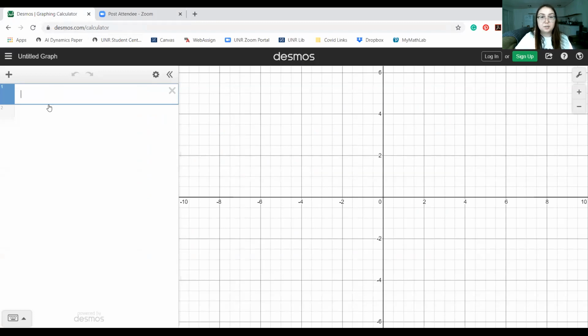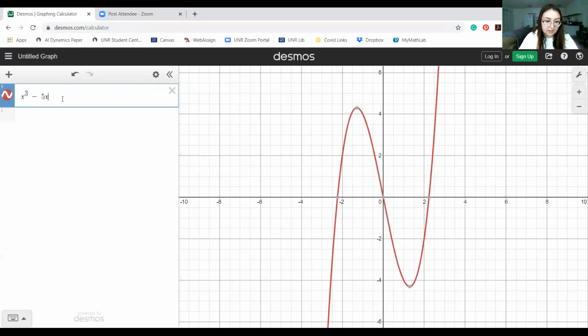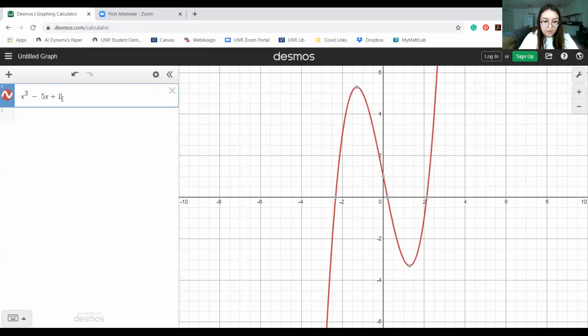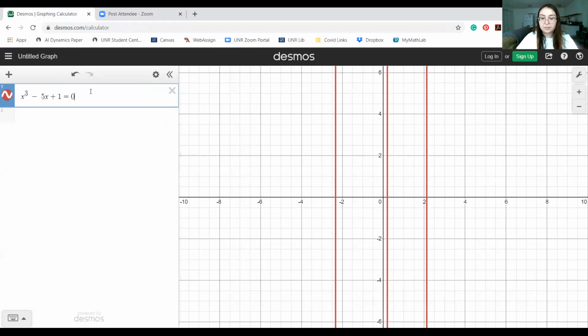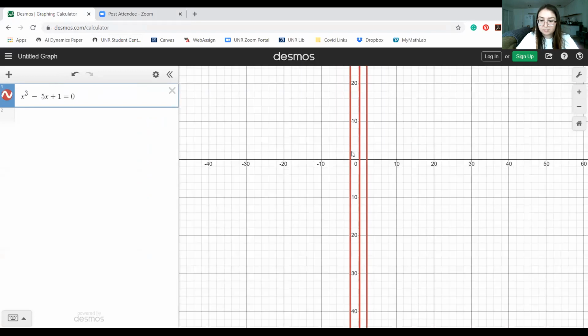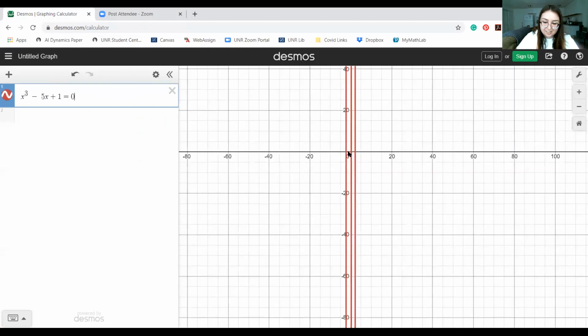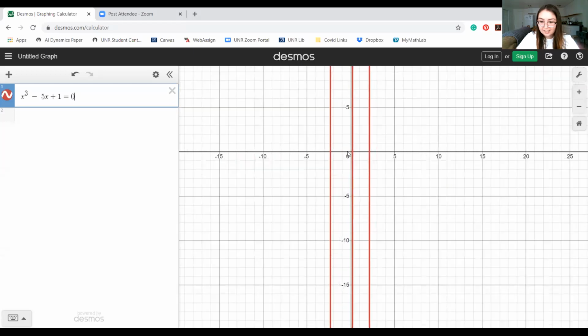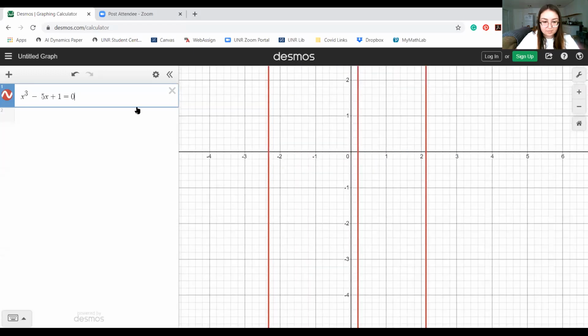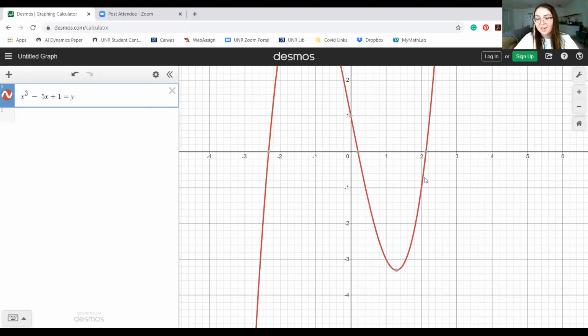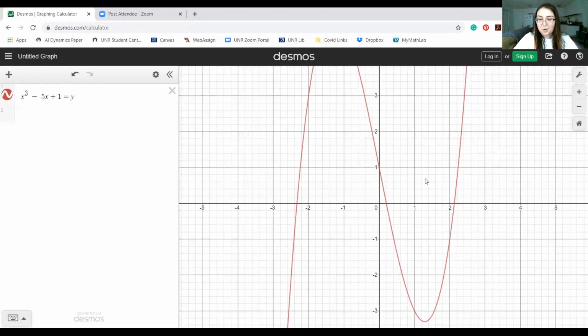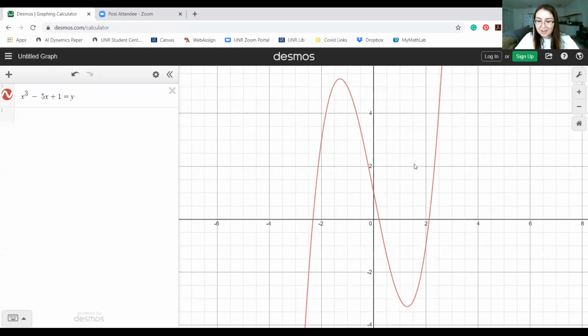So we're just going to use the example that we had, which was x cubed minus 5x plus 1 is equal to 0. Whoa, oh my gosh, that's crazy. Maybe we set it equal to y. There we go. Set it equal to y, don't set it equal to 0. I think I may have read that wrong.